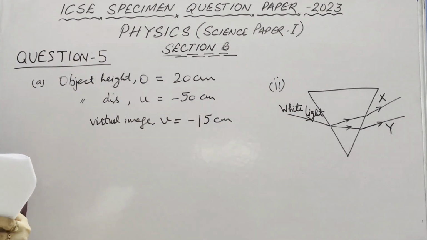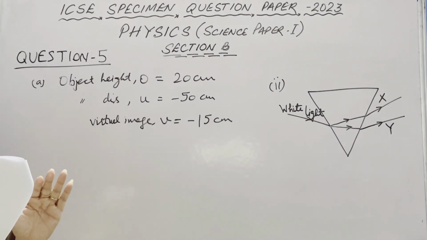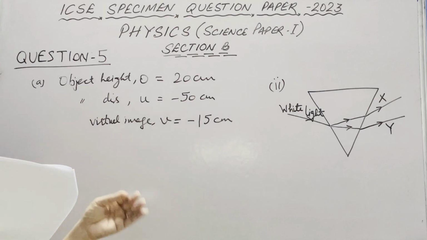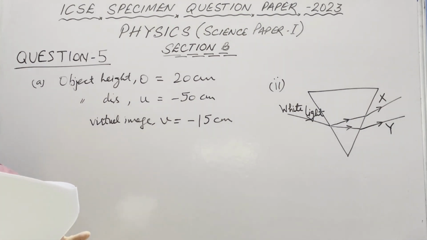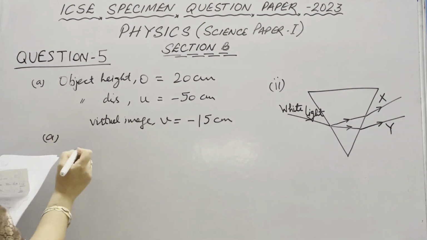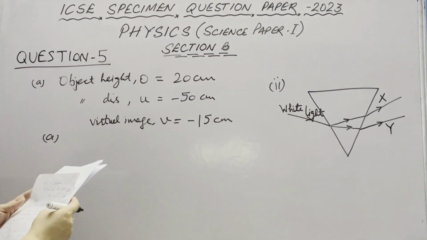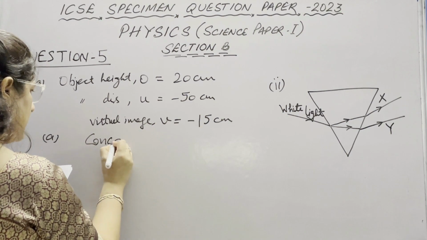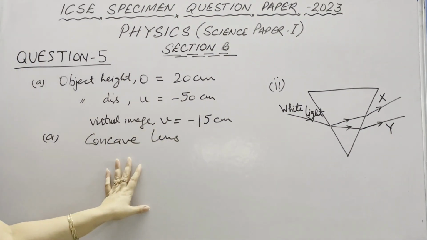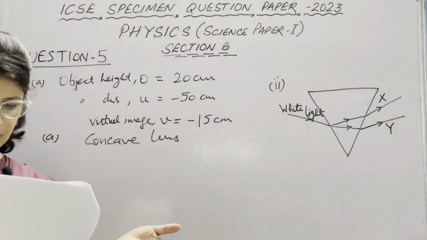Now next, a virtual diminished image is formed. They have written in the first part, identify the type of lens. We all know that a virtual and diminished image is formed only in a concave lens. So the answer of part A is concave lens, because in a convex lens, when a virtual image is formed, it is always magnified.